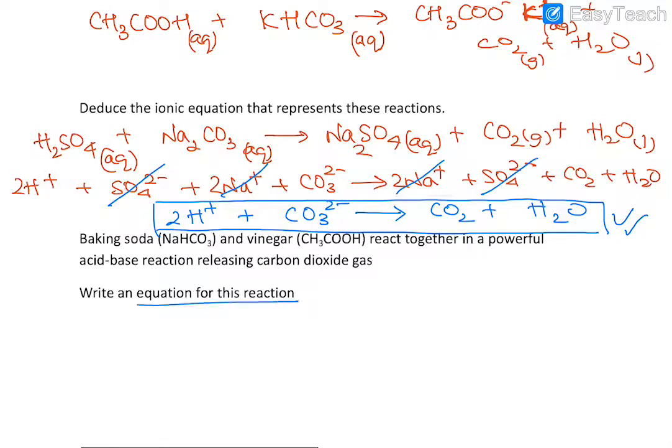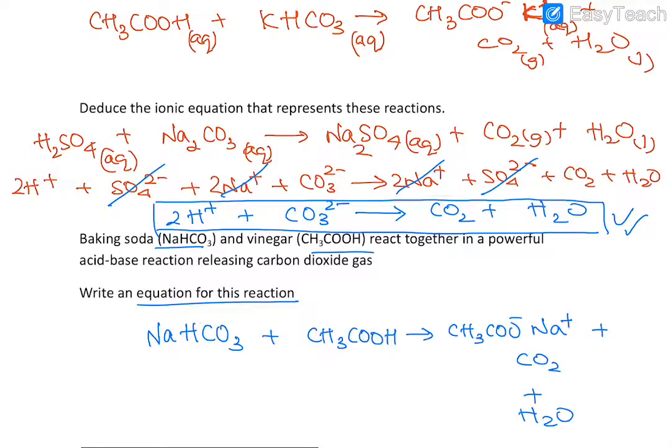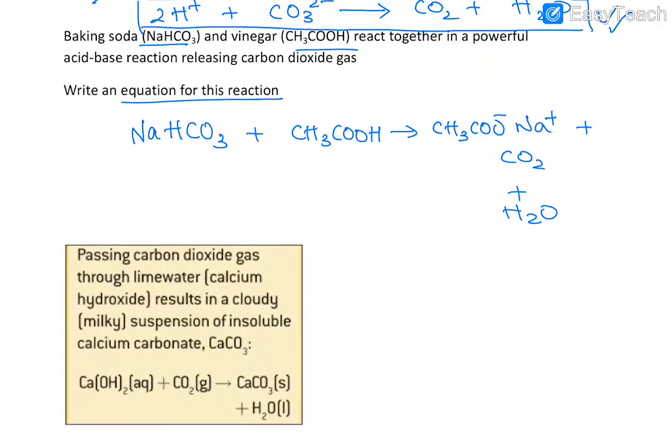Now write an equation for the reaction between baking soda and vinegar. Check the equation. Now passing carbon dioxide through lime water gives a cloudy suspension of calcium carbonate. So this is lime water in the presence of carbon dioxide giving you an insoluble precipitate of carbonate.